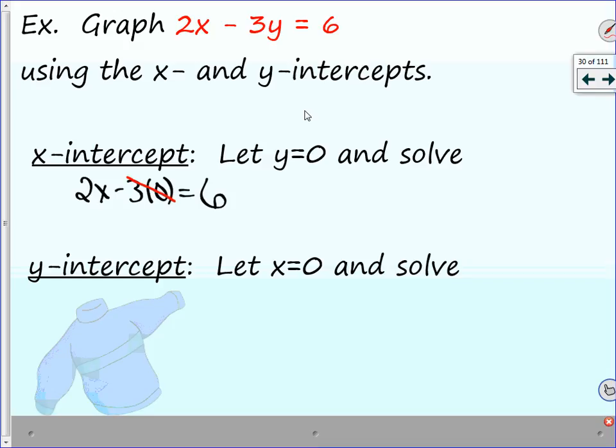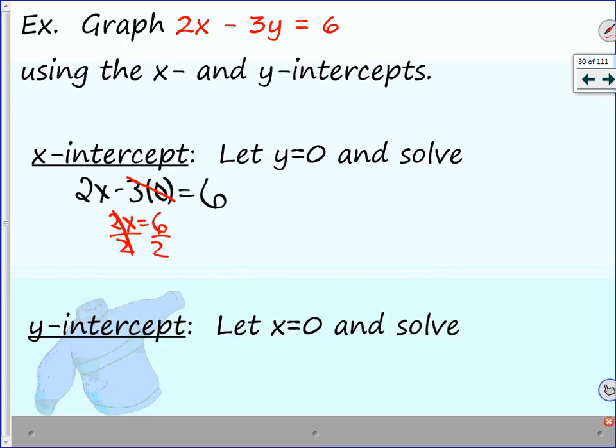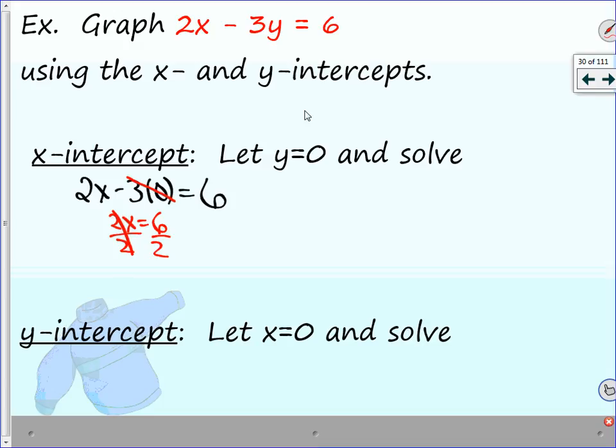So then you have the equation 2x equals 6, and then you divide both sides by 2, and then x is going to equal 3. So when x equals 3, y equals 0. So the x-intercept is 3, 0. Any questions on that?